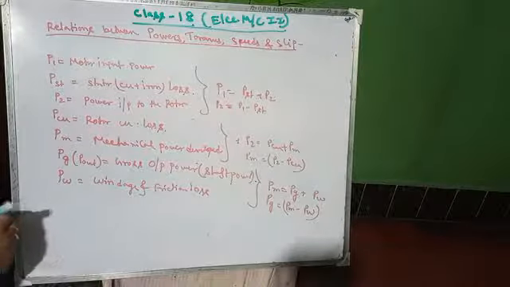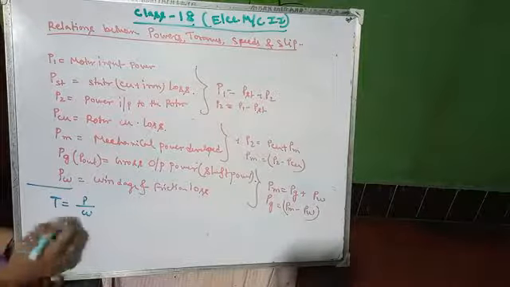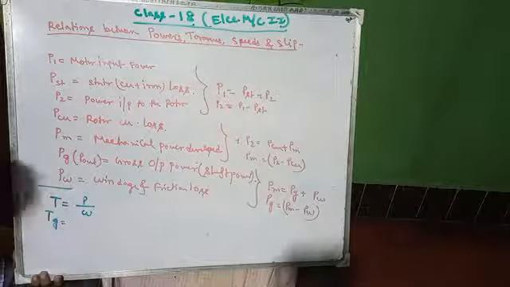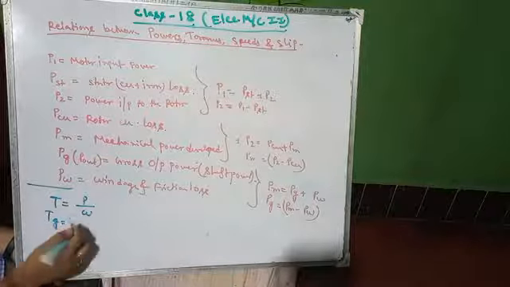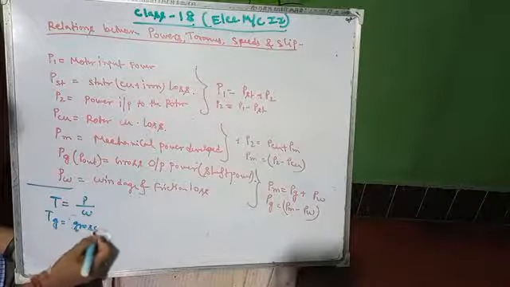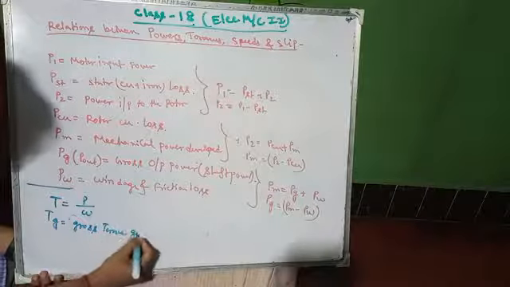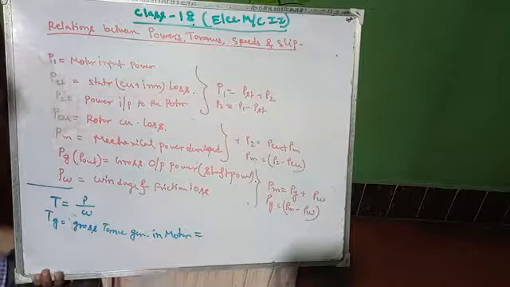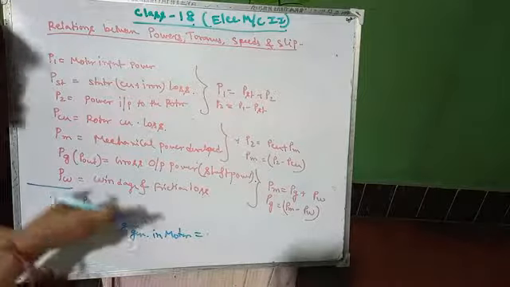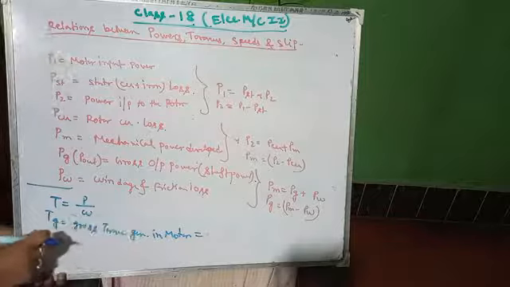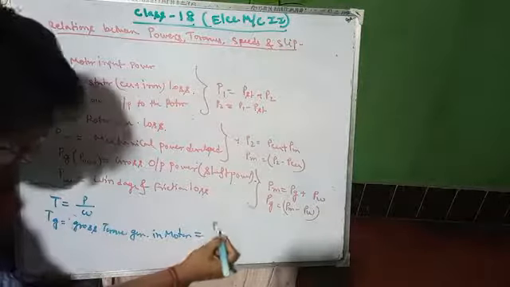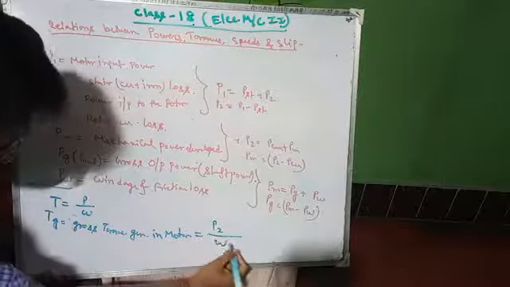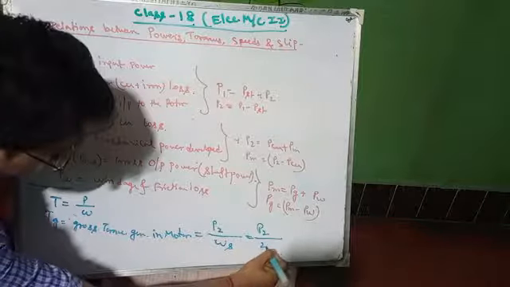So now torque. What is torque? Torque is nothing but T equals power by angular speed. Always remember, torque equals power by angular speed. So TG, that is gross torque, gross torque generated in motor. What is the gross torque? That is including the loss. It will be equal to input power to the rotor divided by omega s, right? So P2 by 2 pi ns.